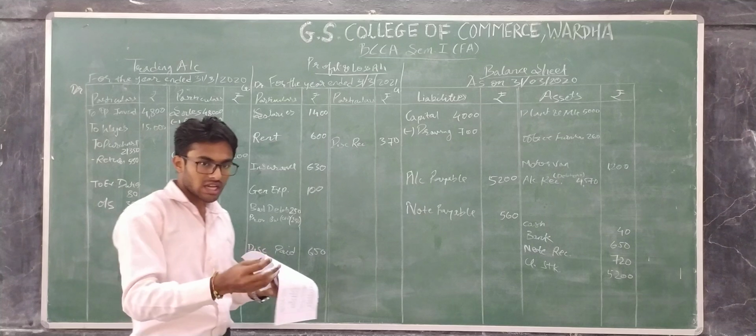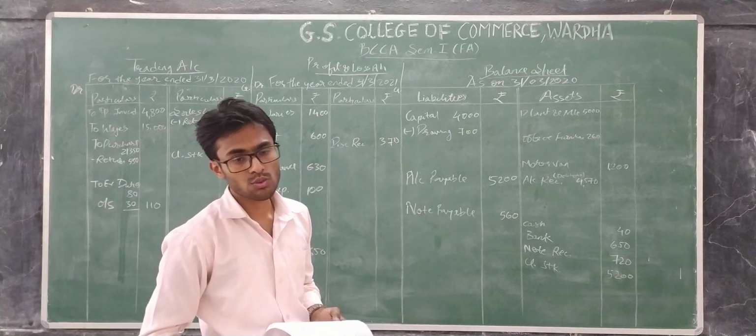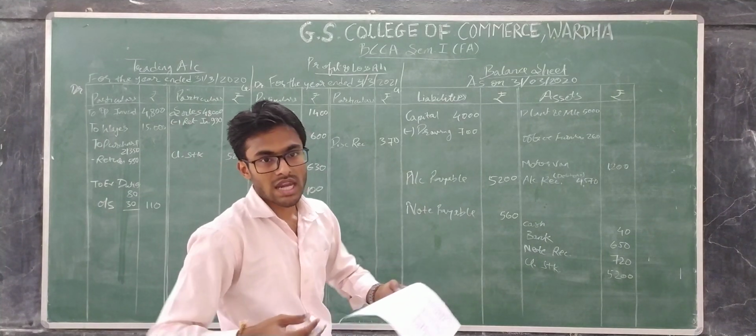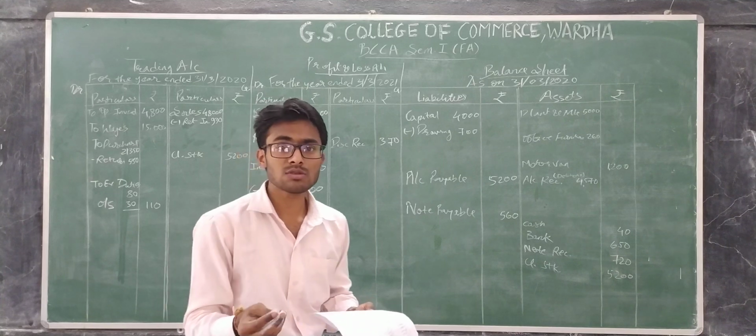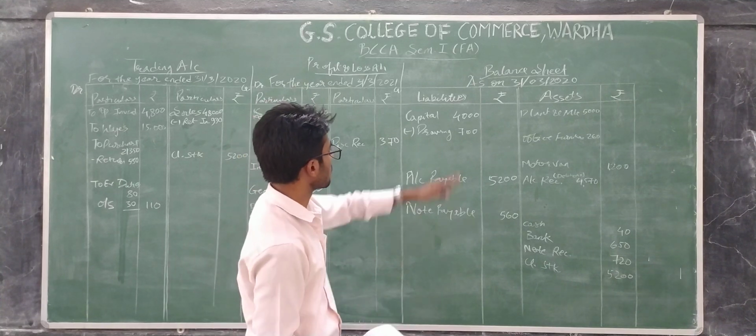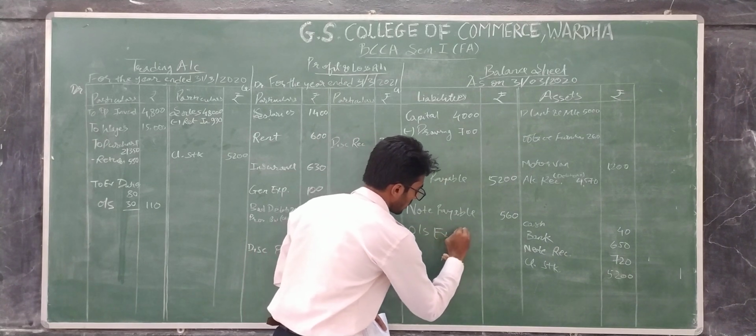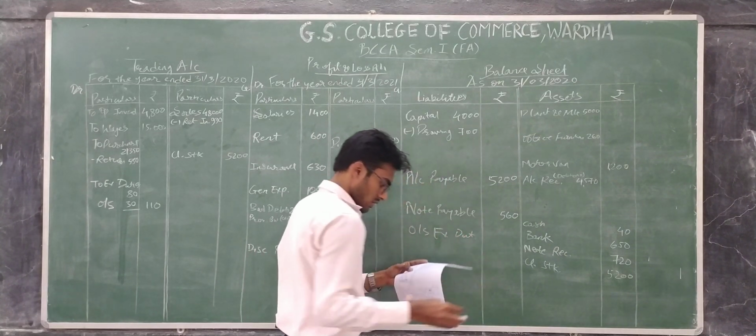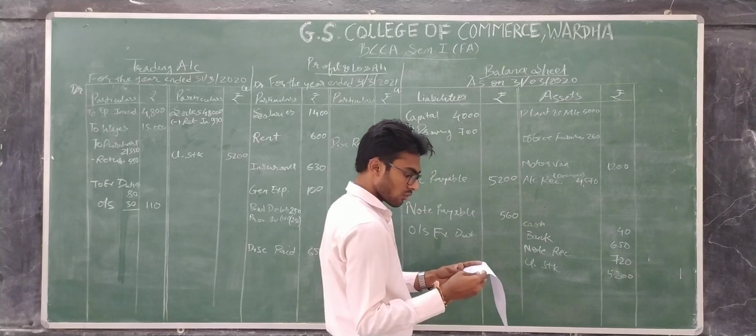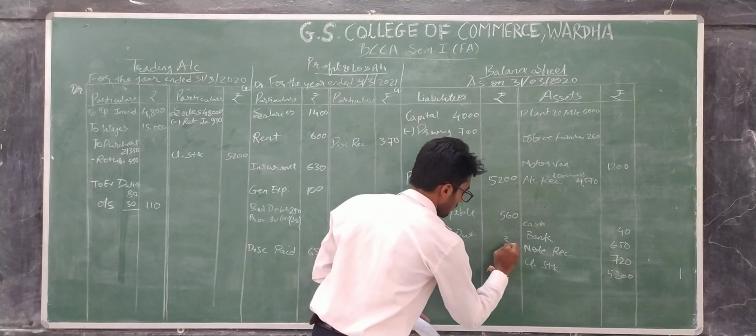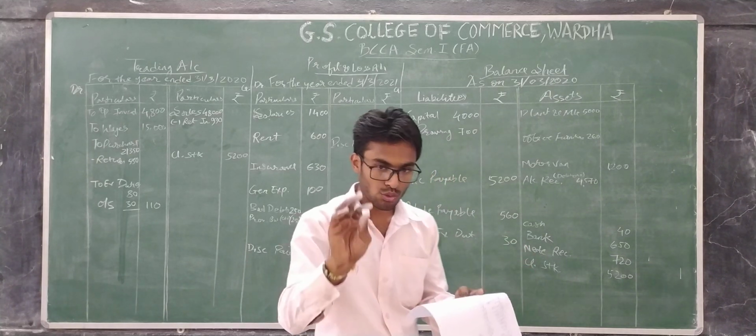Then the second effect of excise duties will be outstanding excise duty. That one is payable, a liability, that means on the liability side. So I have to write outstanding excise duty, amount rupees 30. Okay, so we have done with two adjustments.